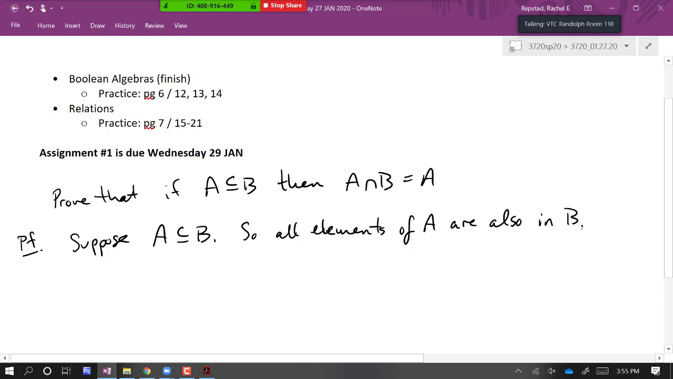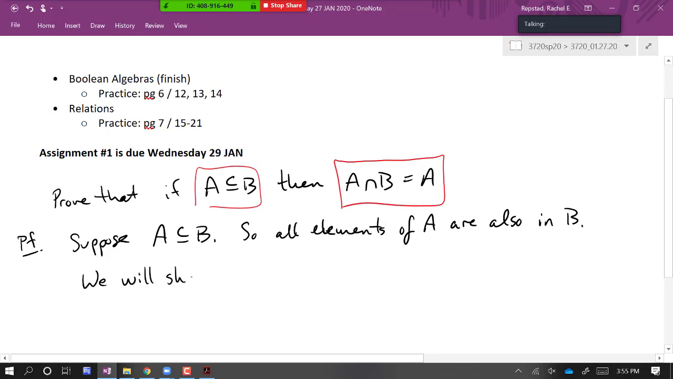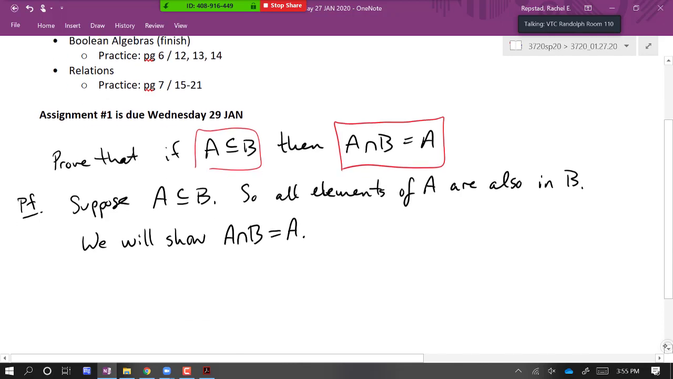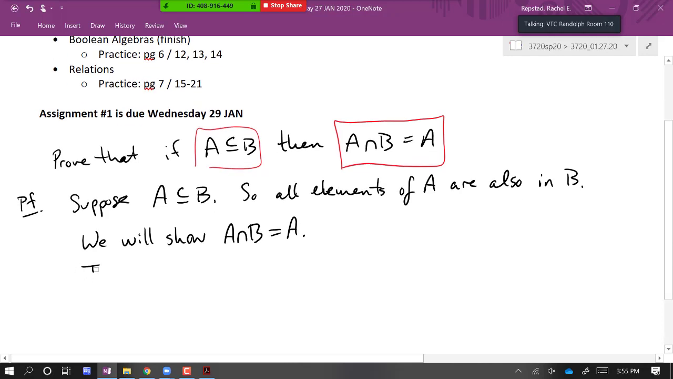Okay. The then statement, right? So here's our if statement that we started with. Here's our then statement. We're going to show that 2 sets are equal. So to show that 2 sets are equal, we're going to have to show containment both ways. So we will show that A intersect B is equal to A. We're going to do this in 2 parts. First, we're going to show that A intersect B is contained in A. And the second part, we're going to show that A is contained in A intersect B.